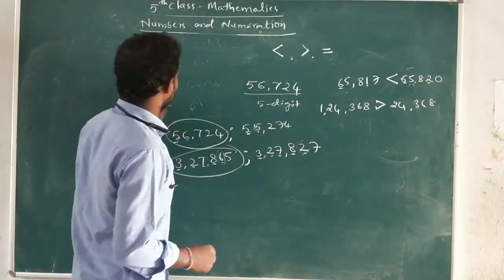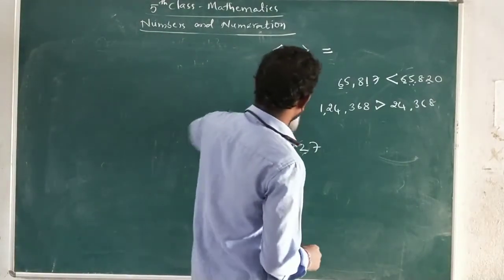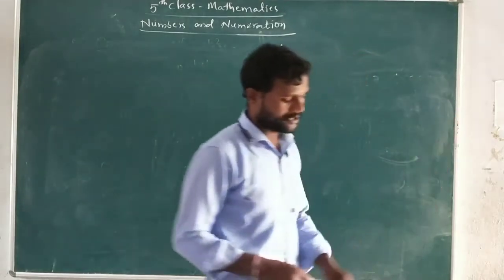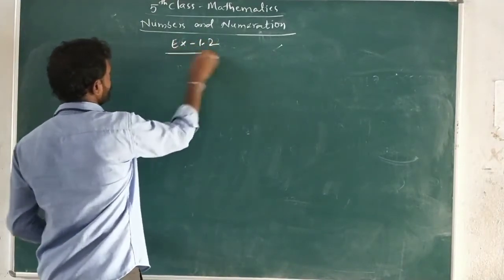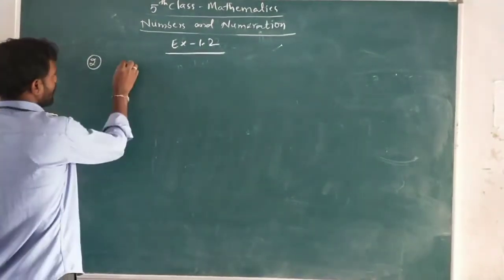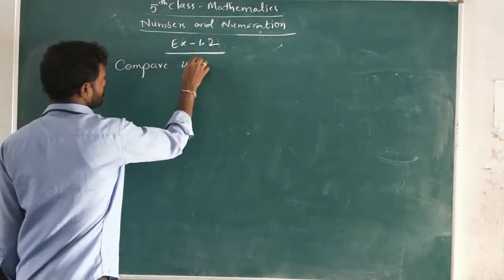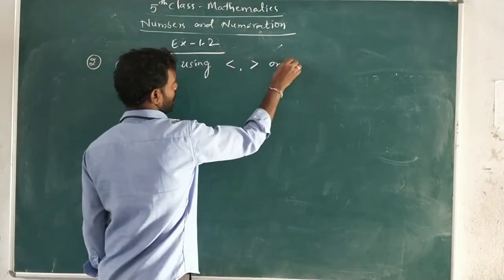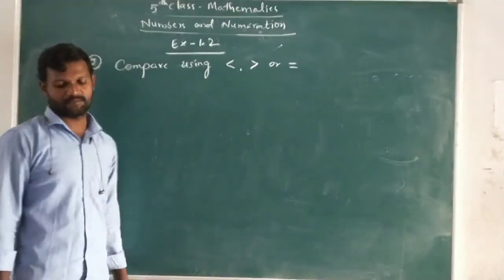Already we have completed the first bit in exercise 1.2. Okay, then go to the second bit. What is the second bit in exercise 1.2? Compare using less than, greater than or equals. We have to use these symbols in the given numbers.